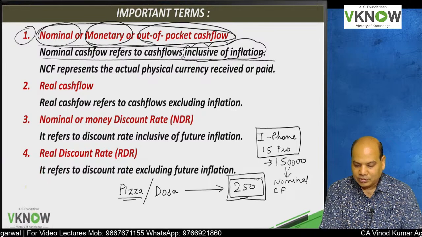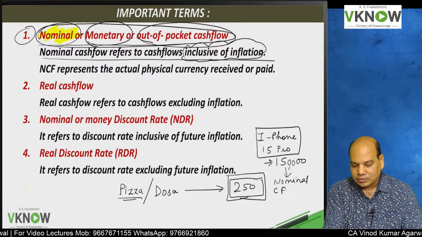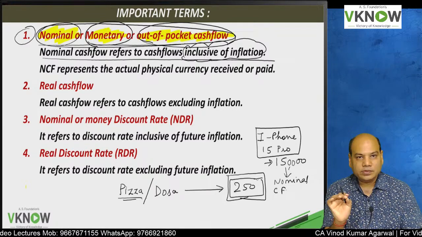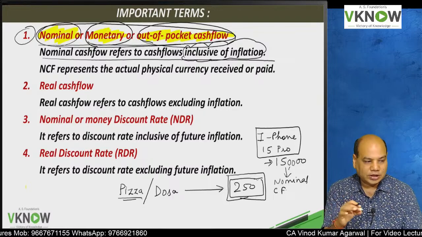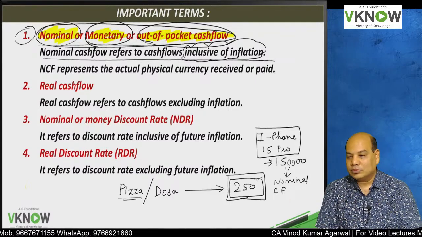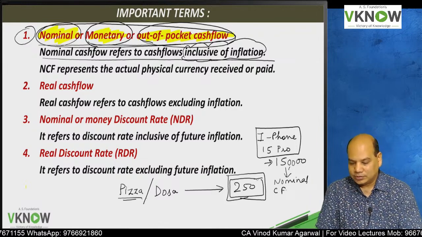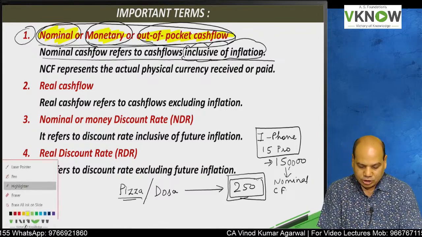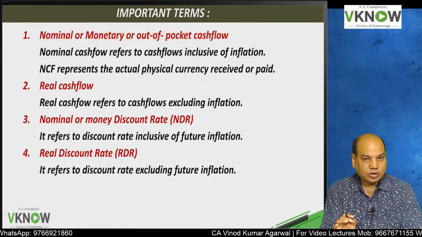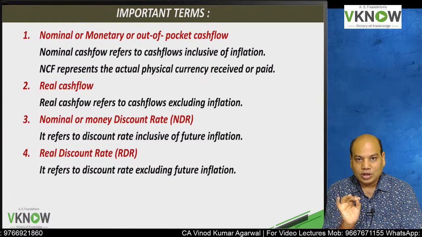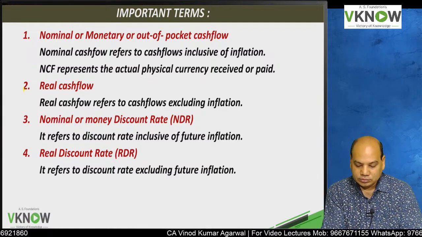So in the exam, if either of these three terms is given, please understand they have given you nominal cash flow. It is including inflation. It takes into account the inflation of the current year up to the date. That is monetary cash flow. It is based on current purchasing power. In economics, they use a term called current purchasing power.